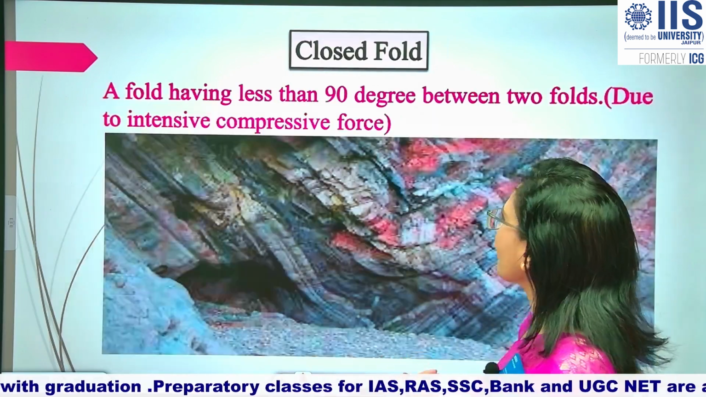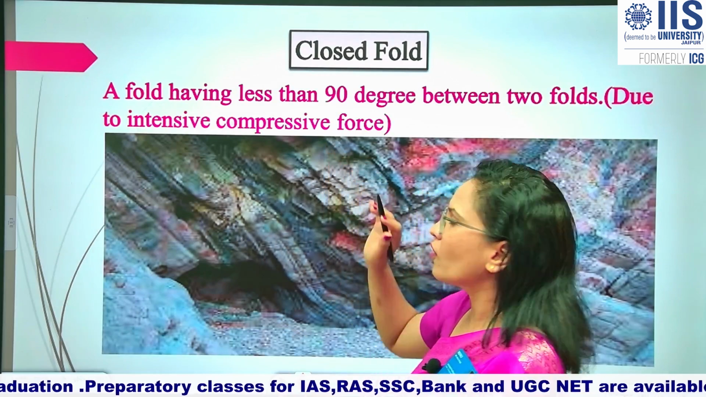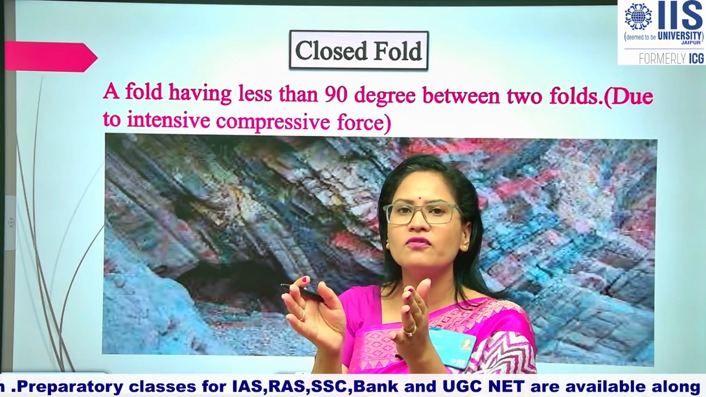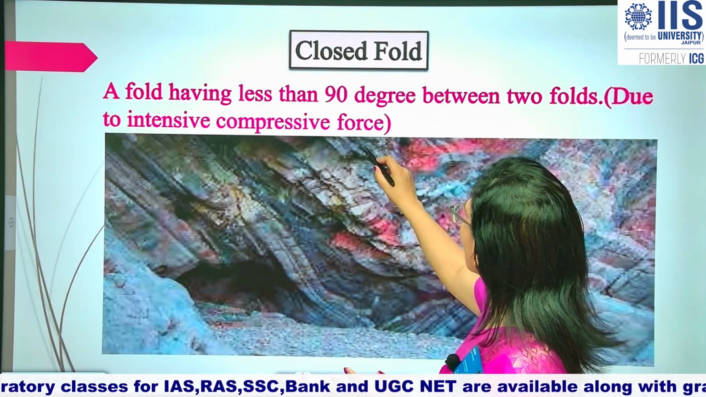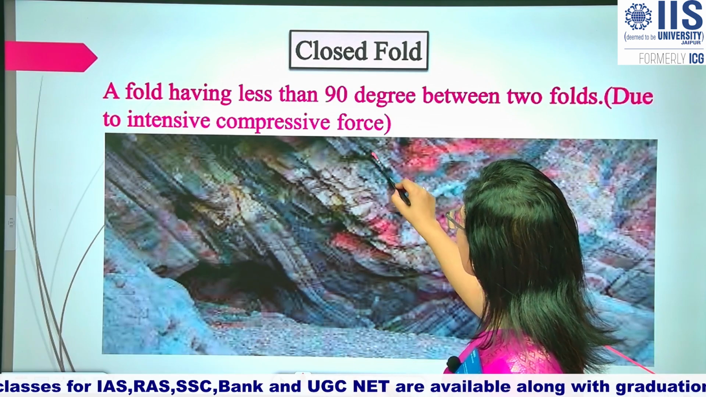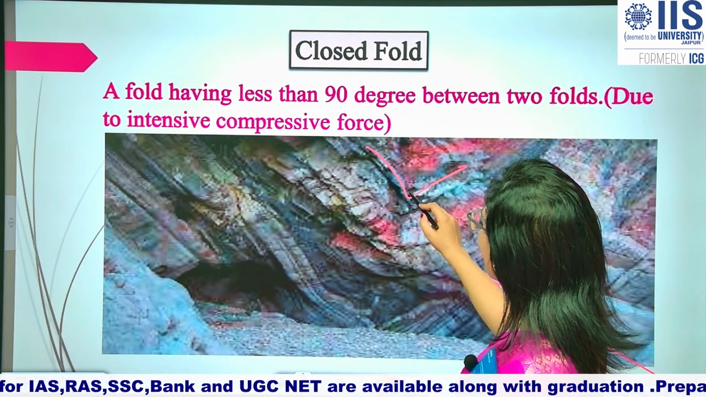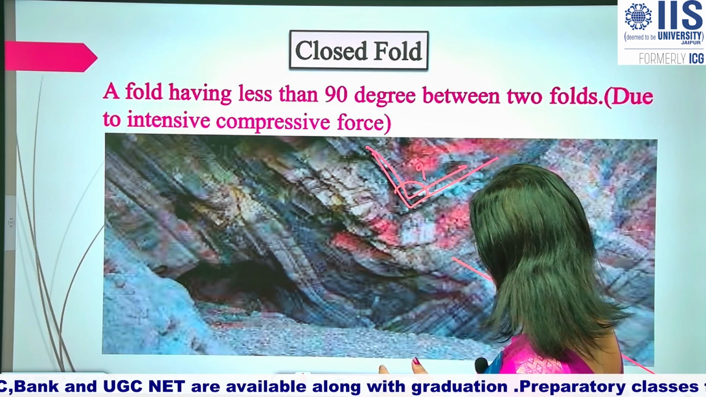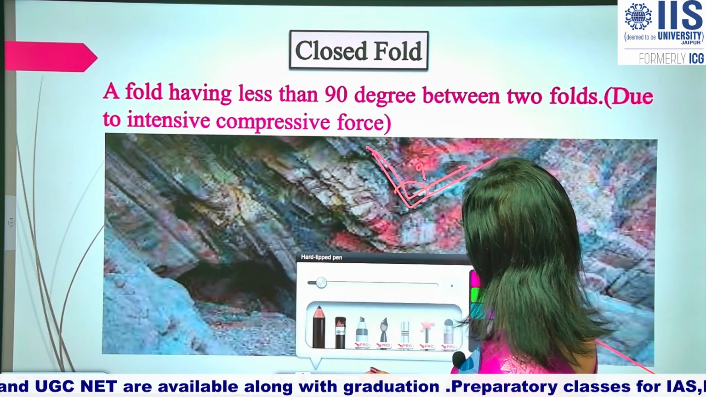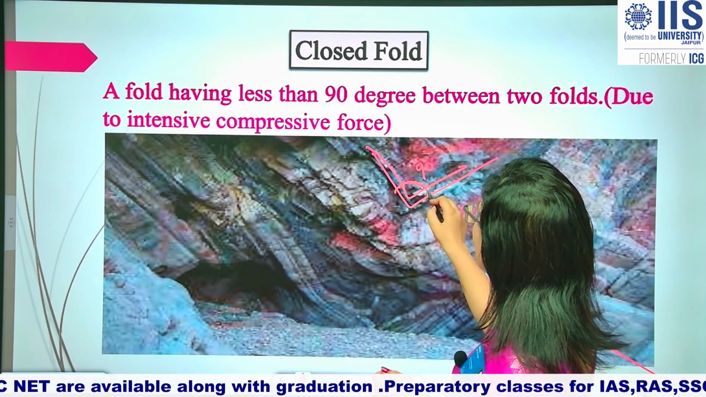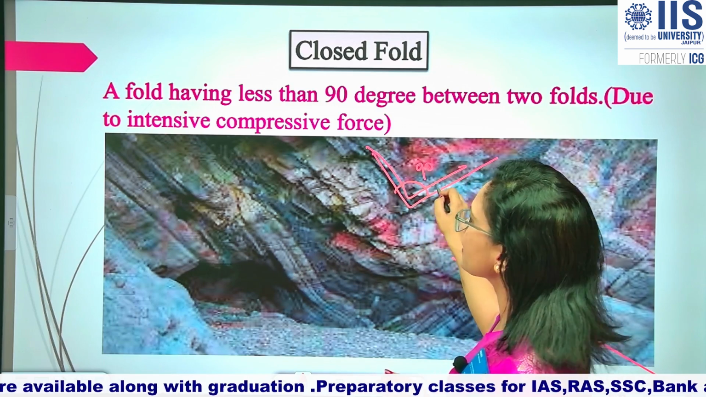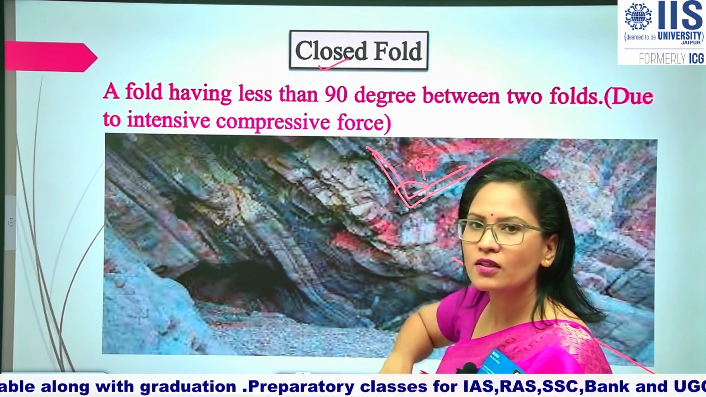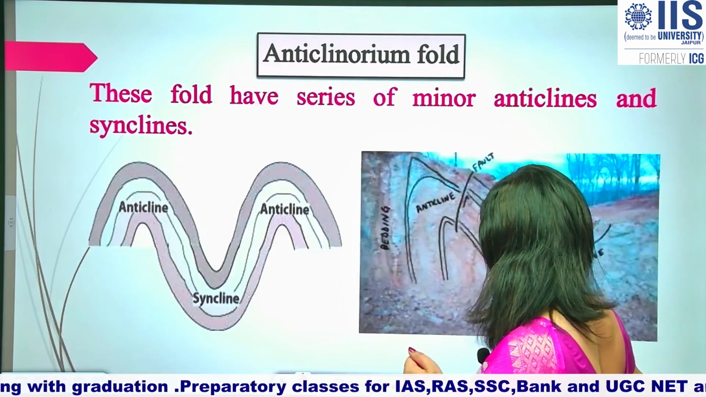Sometimes the force is very high or very fast. Then the angle between the two limbs is lesser than 90 degrees, and it will be known as a closed fold.